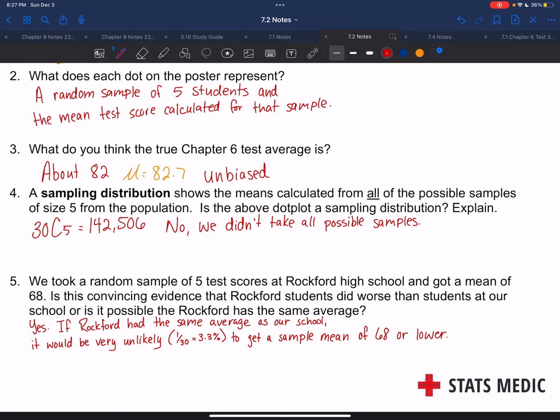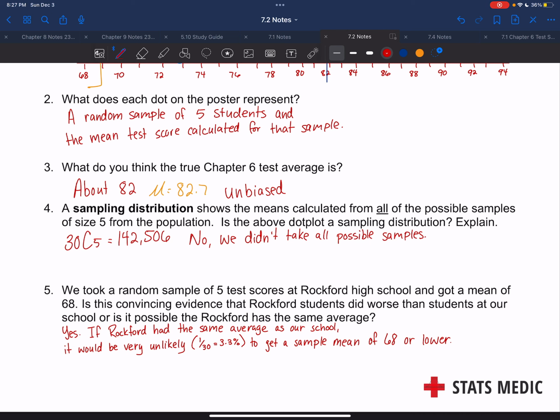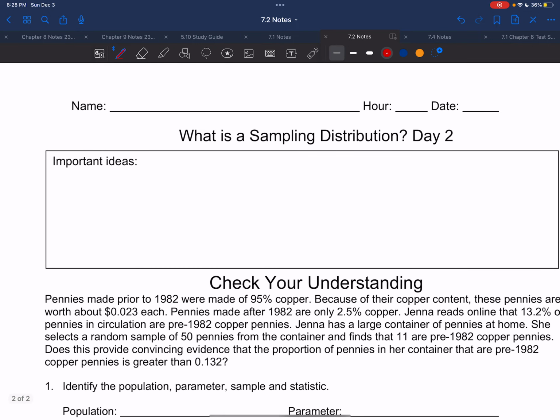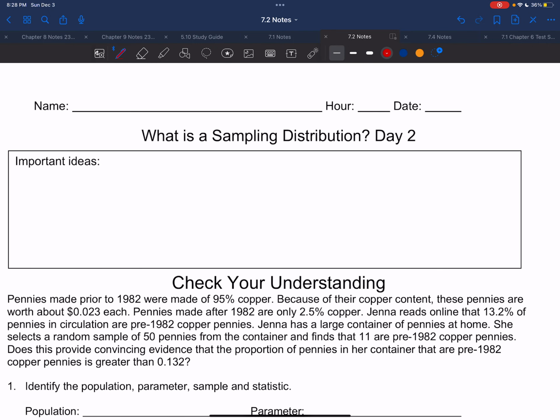Okay, so if they had the same ability as us, it would be very unlikely for them to get a score that low on this test. Okay, so that gives us evidence to suggest that they aren't as good as us. We're actually better. All right, so a couple important takeaways here.